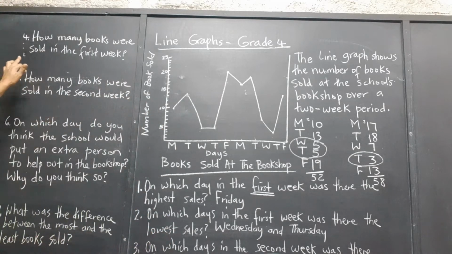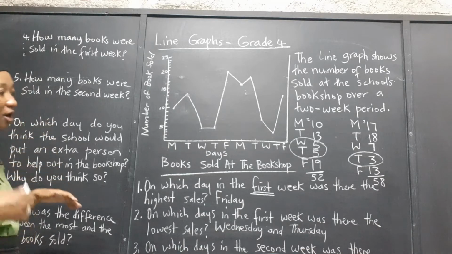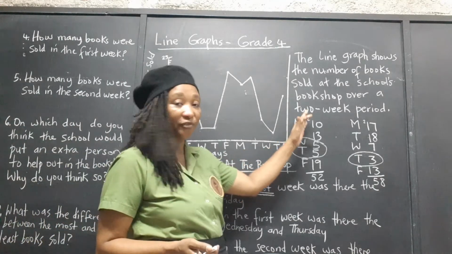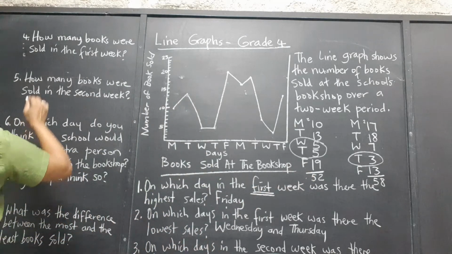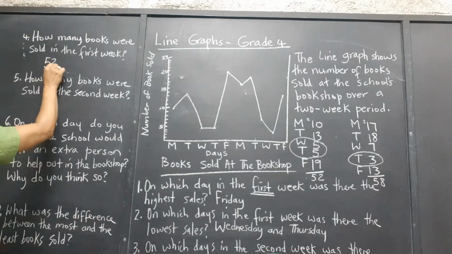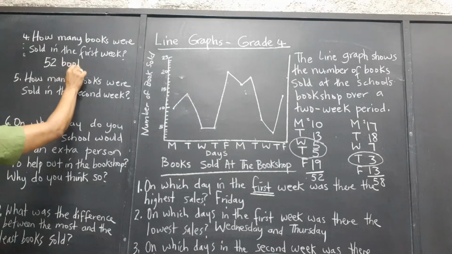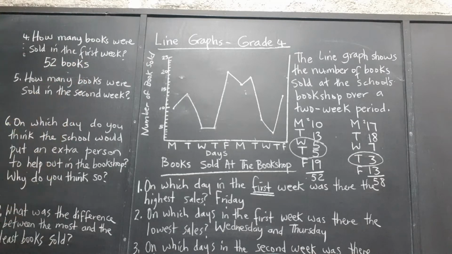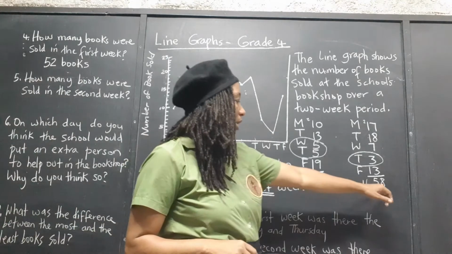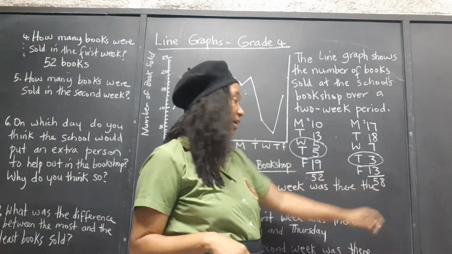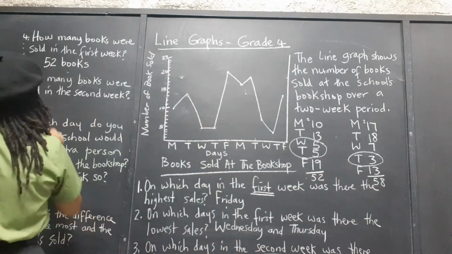Alright, how many books were sold in the first week? We already added up the first week. We got 52 books. How many books were sold in the second week? We already added those up and we got 58 books.